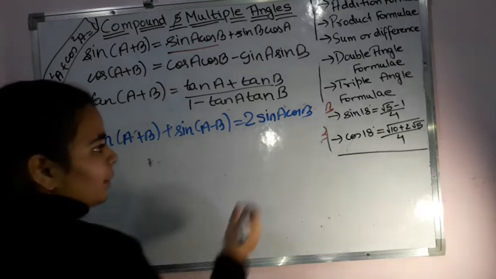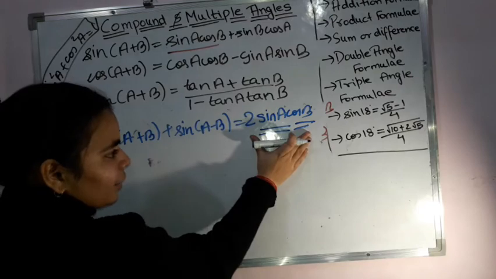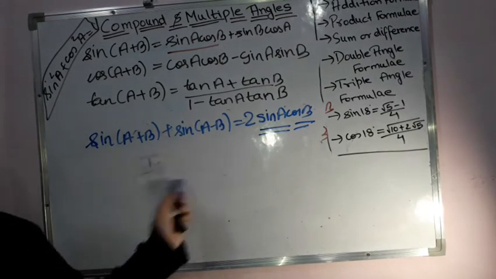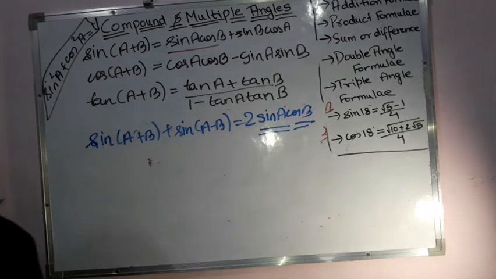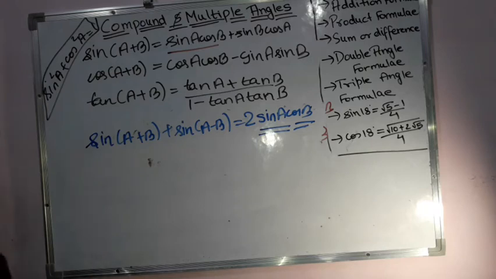Why is it so? Because this is a product, you are getting sine A and cos B. So this is a product that you have, and with the help of this product you are getting the sum or the difference of these two. Therefore these are known as the product formulas. So similar is there for cos, and then you will be having for tan. These are known as the product formulas.